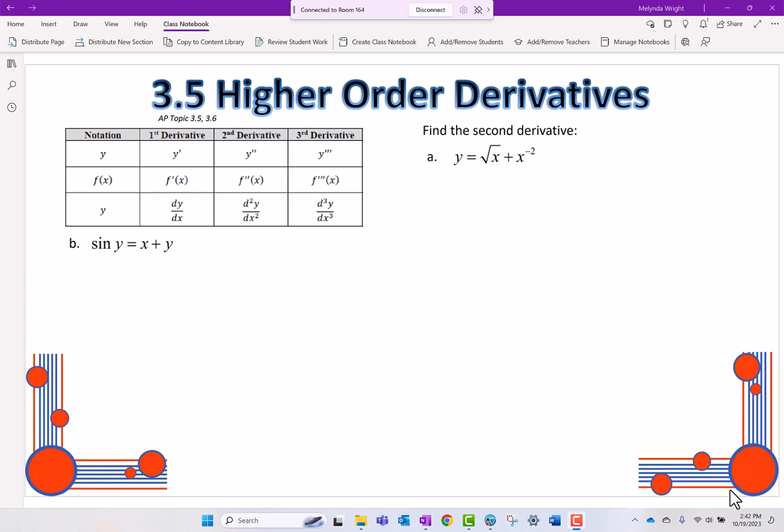All right, let's take a look at today's lesson. So what we're going to do is work some more with derivatives. We're going to look at higher order derivatives, which basically means more than a first derivative. That's what those words mean. Higher order means like second derivative and third derivative and so forth.